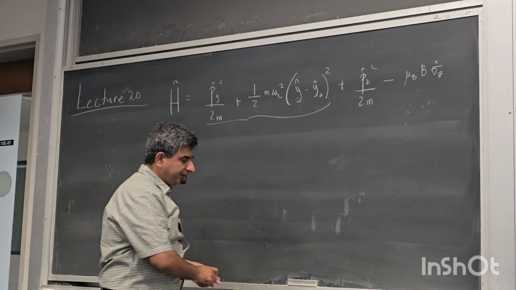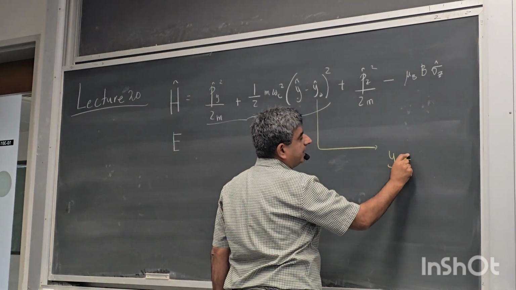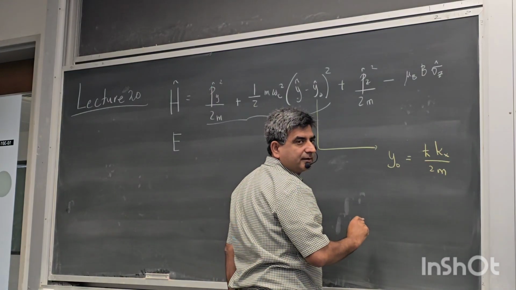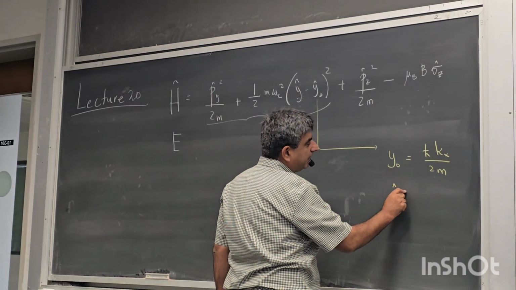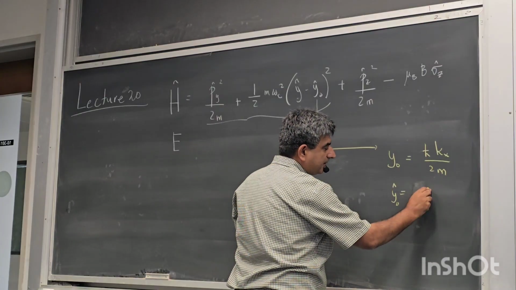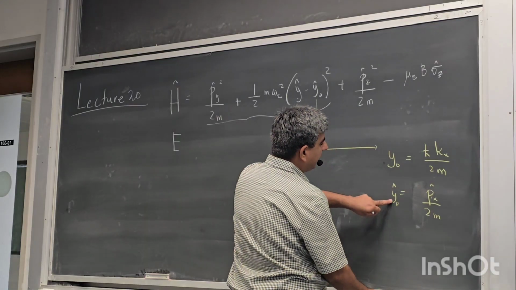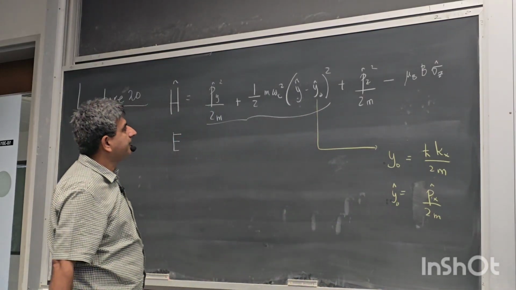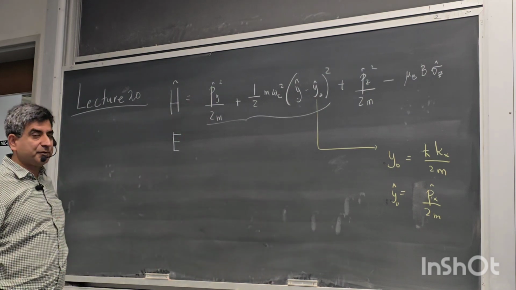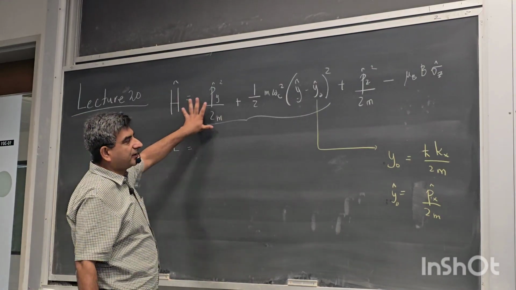Y naught here is given by h bar kx over 2m, correct? Y naught bar is given by h bar px over 2m, and this is y naught, which is the eigenvalue of y bar. So with this Hamiltonian, which is the Landau Hamiltonian, which we derived in the previous lecture, the energy states would be given as follows. So this is a harmonic oscillator.